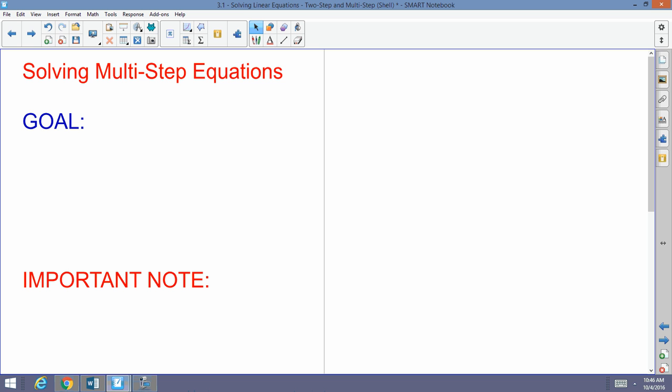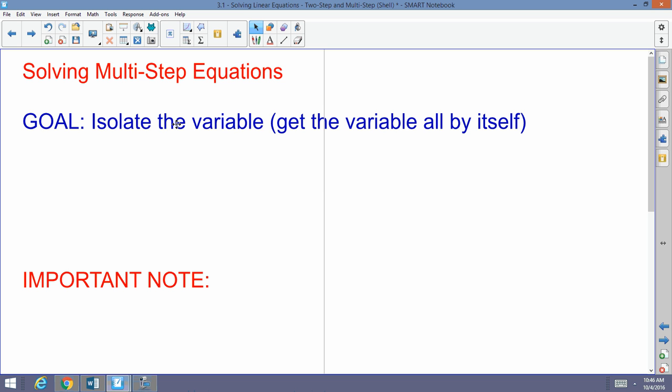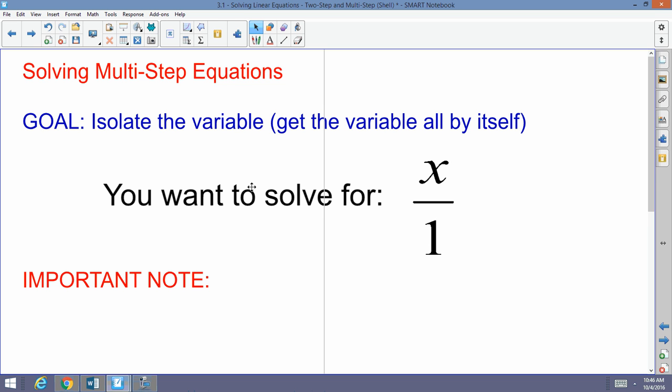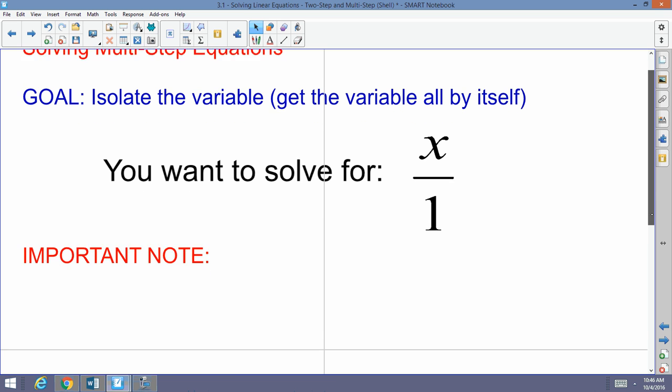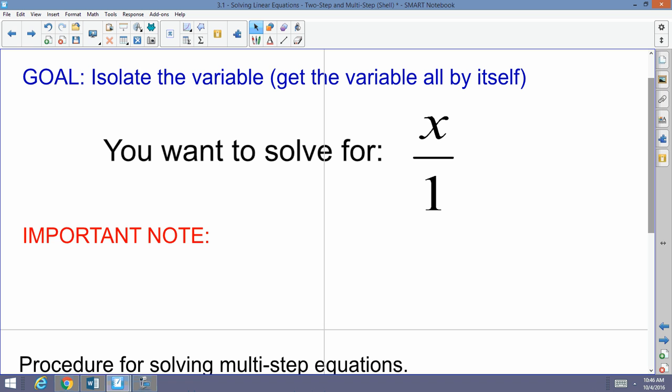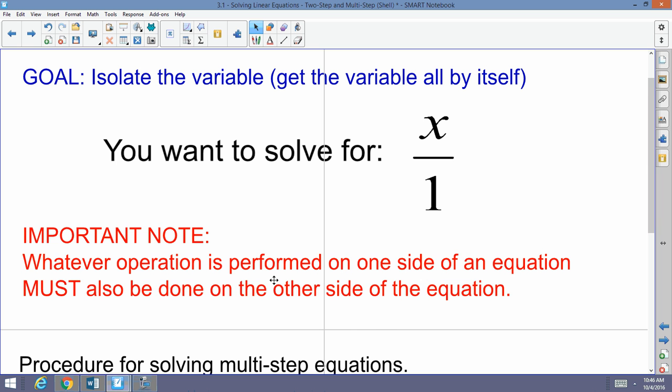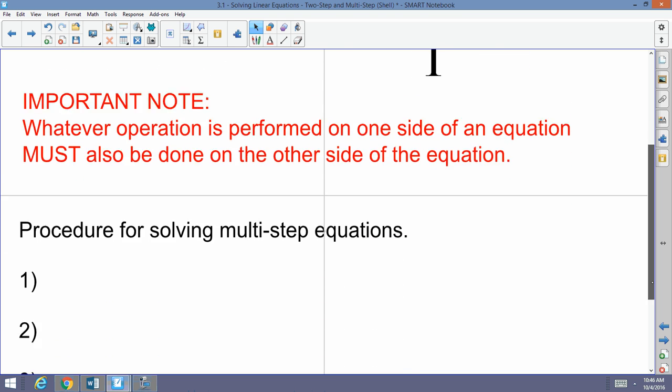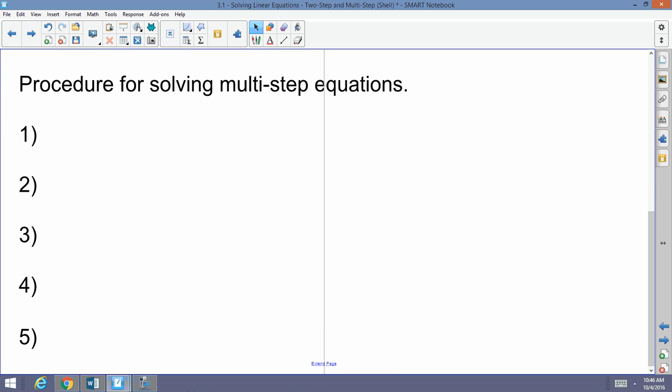What's the goal of any equation? Very good. Isolate the variable you want to solve for, x, positive in the numerator. I'm going to continue. I don't want to bore you. Important note. What's the note that we should always remember? Beautiful. Whatever is done on one side must be done on the other side. Excellent. Now, procedure for multi-step equations. Whoa, we got 5? I promise it's not that bad.